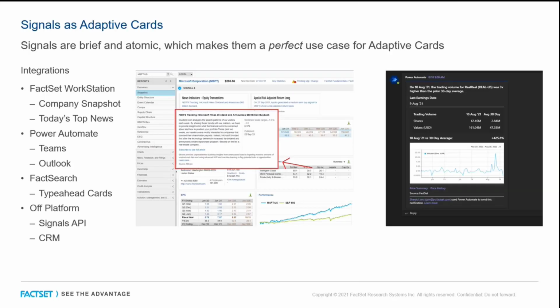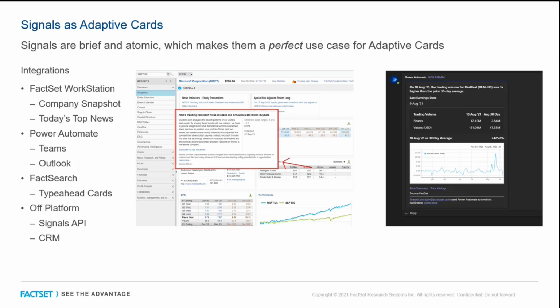So why adaptive cards to present this data? Well, for one, the whole idea behind signals is that they're both brief and atomic. So our entire strategy here is to provide data that you can skim and really glean a lot from a little. So by nature, they're really small payloads with only a few data points. And we can follow this guidance of, if it's too big to be an adaptive card, it's probably too big to be a signal, because all of a sudden it just becomes a new report.